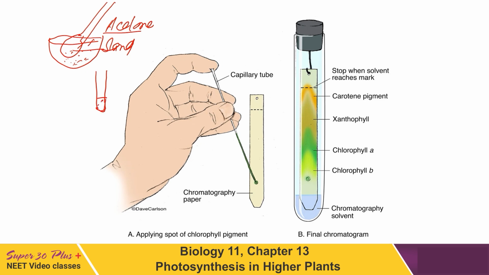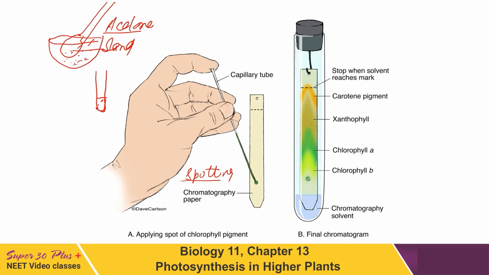Now we take a capillary, and drop by drop the solution is kept here. The process is known as spotting. If you have done it in practical, this is known as spotting. About 300 to 400 drops will be kept on this spot, so the pigments will be concentrated here.